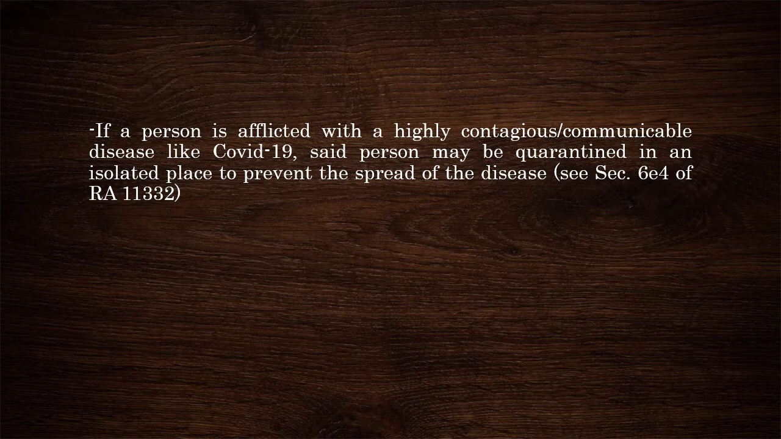If a person is afflicted with a highly contagious or communicable disease like COVID-19, we are in a pandemic at present, the afflicted person may be quarantined in an isolated place to prevent the spread of the disease, even against his will. And this forced quarantine will not be a violation of Article 124. The public officer detaining him or putting him in a quarantine facility will not be held liable for arbitrary detention because that person is afflicted with an ailment which requires his confinement either in a hospital or in some other place where he cannot infect other persons. This is so provided in Section 6(e)(4) of Republic Act 11332.